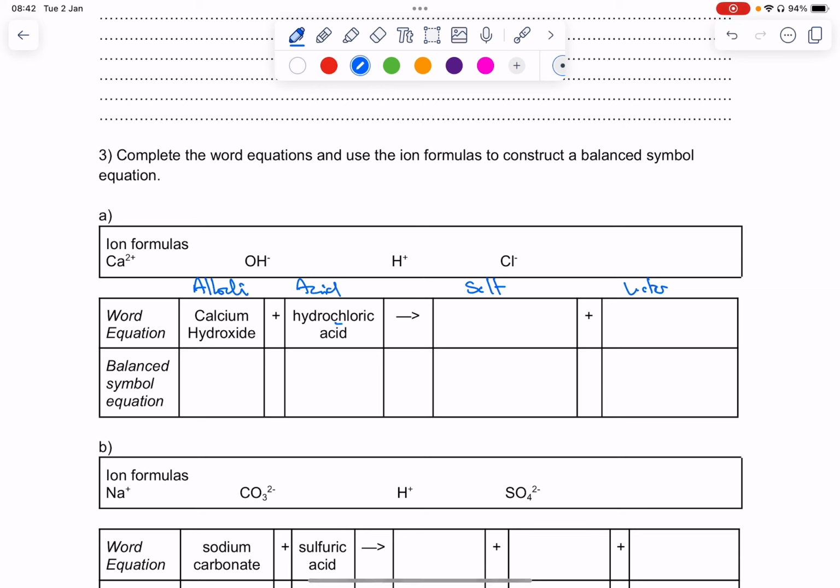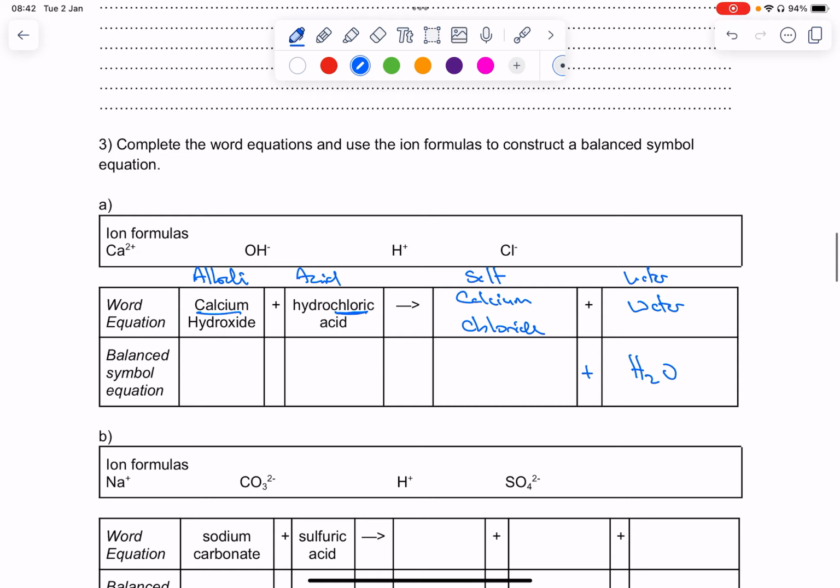Now because it's hydrochloric acid, the salt is going to be a chloride. So my salt's second name is a chloride, and the first name comes from the alkali, which is calcium. So it's going to be calcium chloride, and then water is just water. In terms of working out the formulas, well, we can put water in, hopefully. So water is H2O.